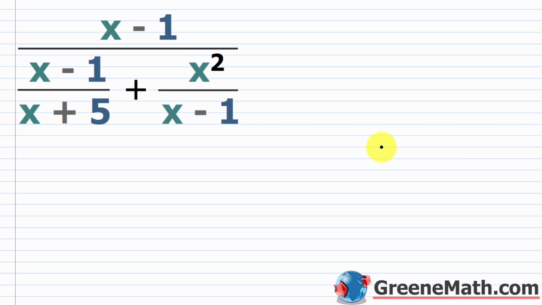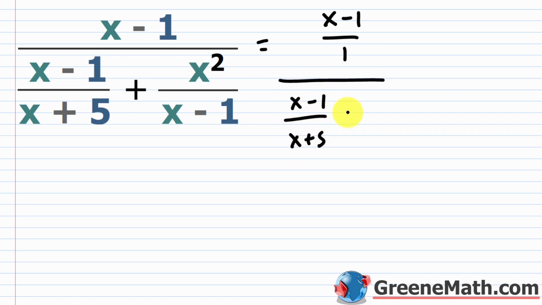Let's come down here. So we have x minus 1, then this is over. We have this x minus 1 over x plus 5, and then plus x squared over x minus 1. All right, so I'm going to first say this is x minus 1 over 1, and then over, I'll have x minus 1 over x plus 5, and then plus x squared over x minus 1.